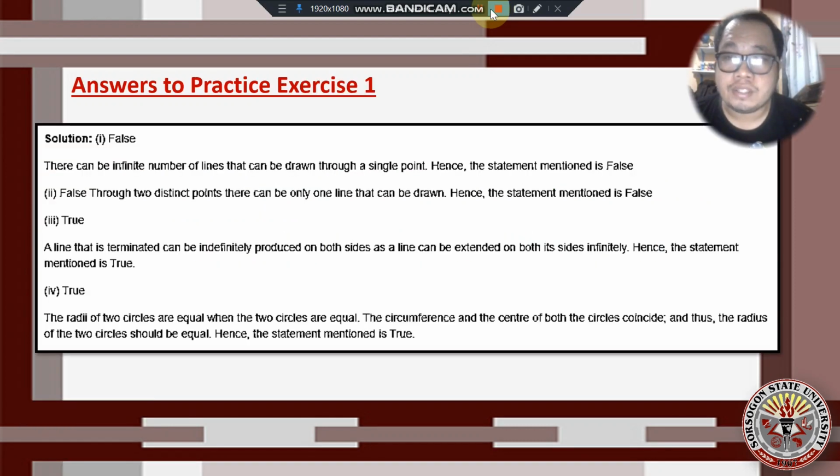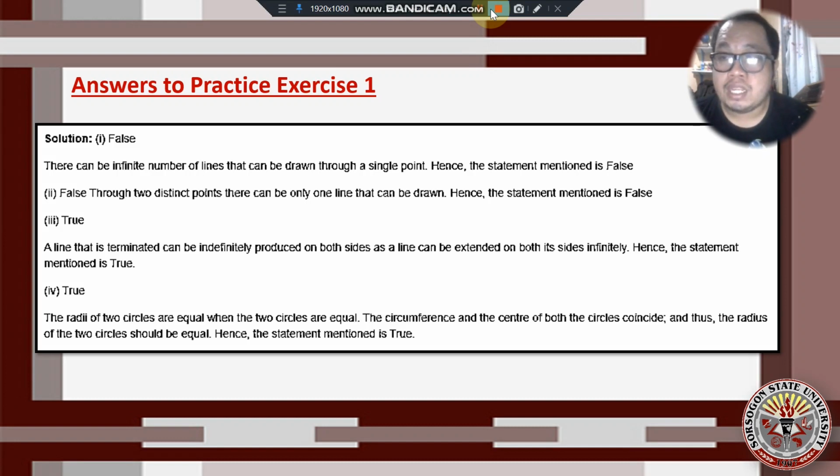Okay, so let's have the answers to practice exercise 1. On the first item, the answer is false. There can be an infinite number of lines that can be drawn through a single point. So hence, the statement mentioned is false. This was being illustrated in the first postulate of Euclid. Next, for the second item, the answer is also false, since through two distinct points, there can be only one line that can be drawn. So hence, the statement mentioned is false. Again, this is in line with the first postulate of Euclid.